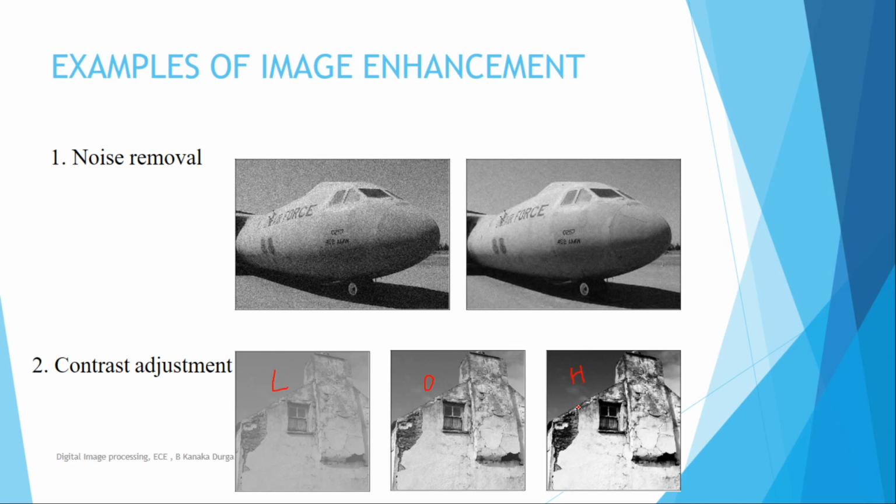So the image enhancement applications are mainly that we can remove the noise, we can adjust the contrast or the brightness of the images, we can stretch the images, and we can also convert the images to negative. So depending upon the applications, we choose what type of enhancement techniques we have to apply on the images.